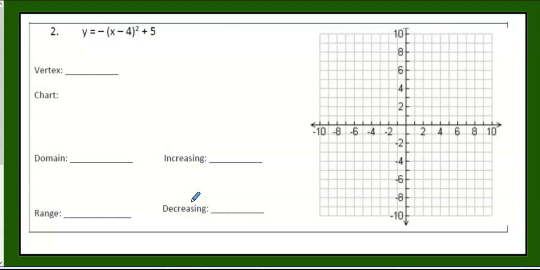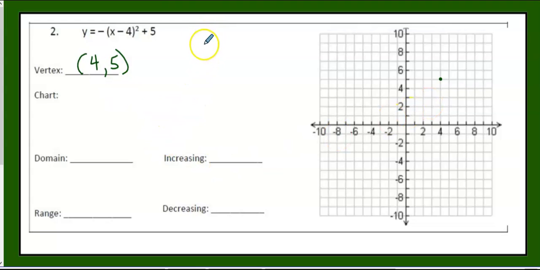All right, let's try another one. This one, we have a negative, so I know it's going to be opening down. Let's do the vertex first. The vertex is at 4, 5. So let's plot the vertex, 4, 5. Sometimes it's easier to look at Desmos, but if you have vertex form, it's really easy just to graph the thing.